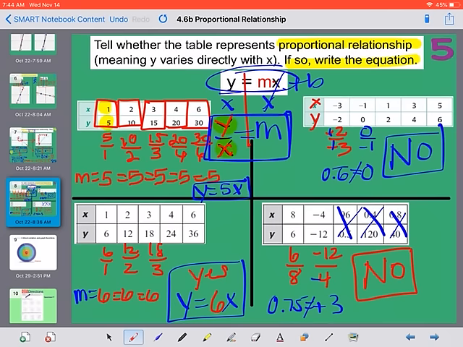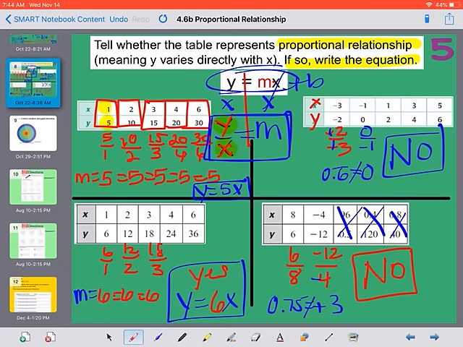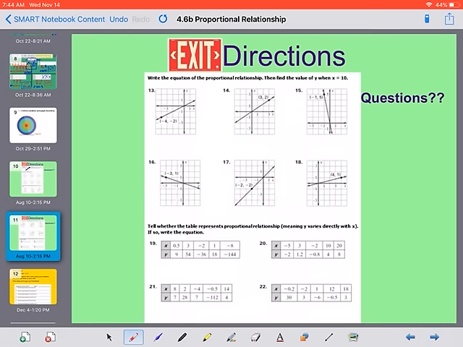You will have a couple questions like that on your homework. All you're doing is taking y and dividing by x to find your slope. So like I said, your homework on the back side and the bottom, there are 4 questions just like that.